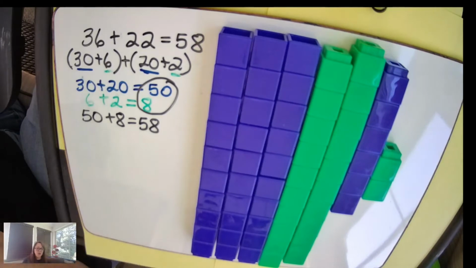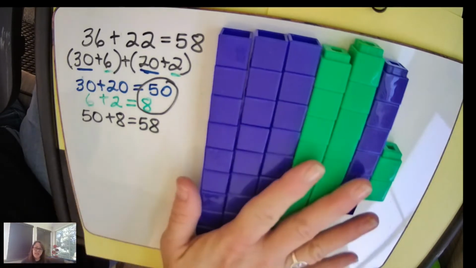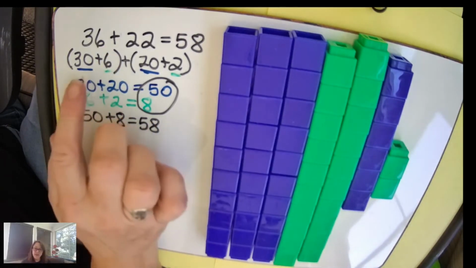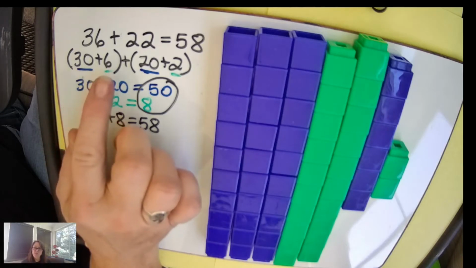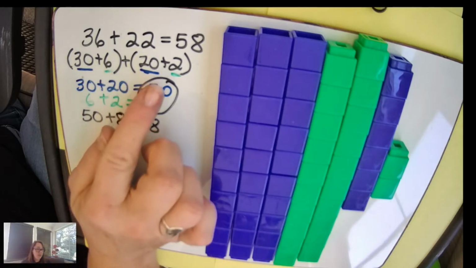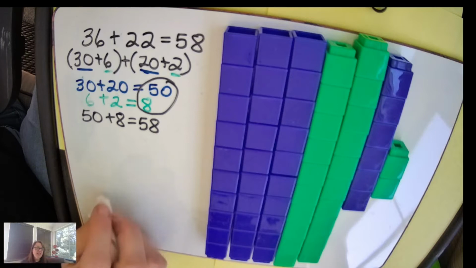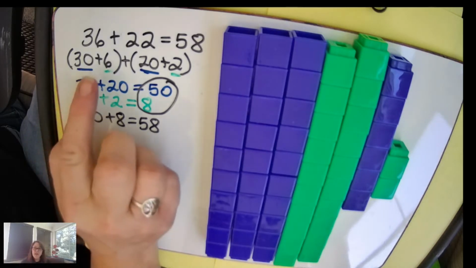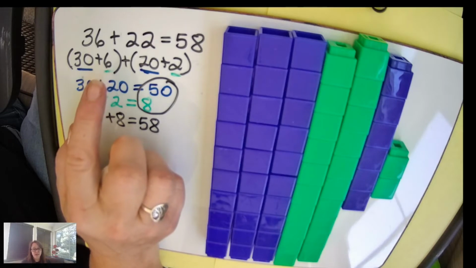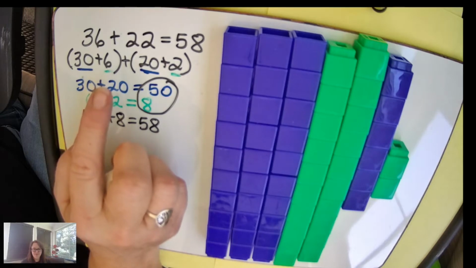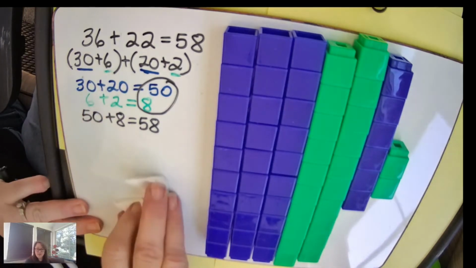Great. So what Matt did is he broke each of these add-ins apart into their place values. 30 plus 6 and 20 plus 2. Matt, did that make it easier for you to add? Good. Matt says that it is easier for him to add when he breaks the numbers apart into their place values, because then he's dealing with friendlier numbers, multiples of tens and ones.